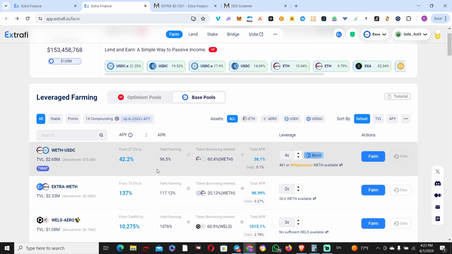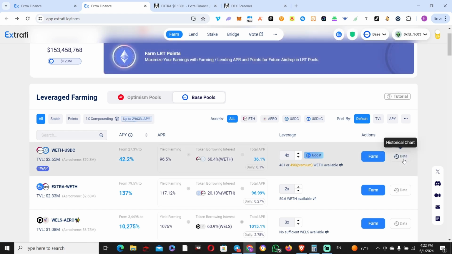So your LP position is increasing. You're not just simply collecting these tokens and then selling them, locking them, and so forth. So I come here. First thing I will do is click farm to enter the window where I can set up my LP.